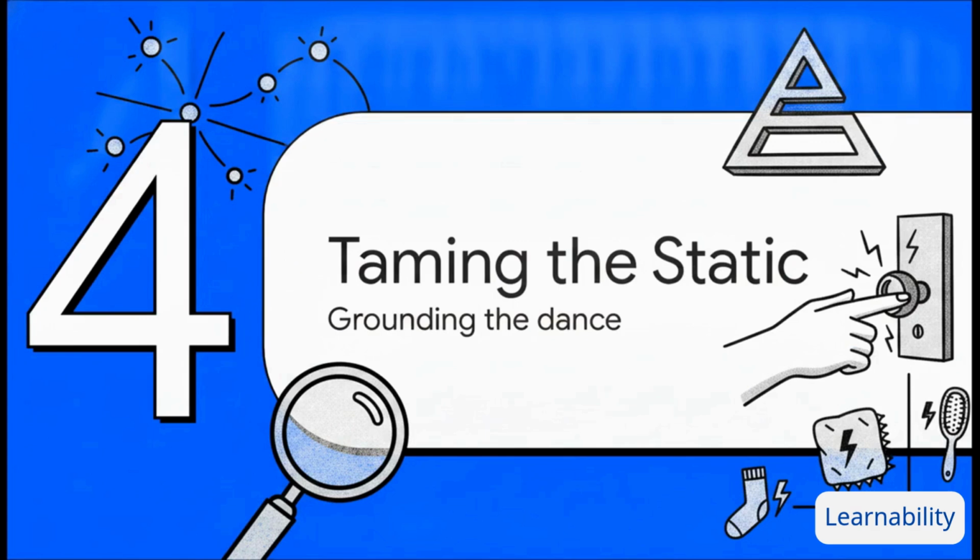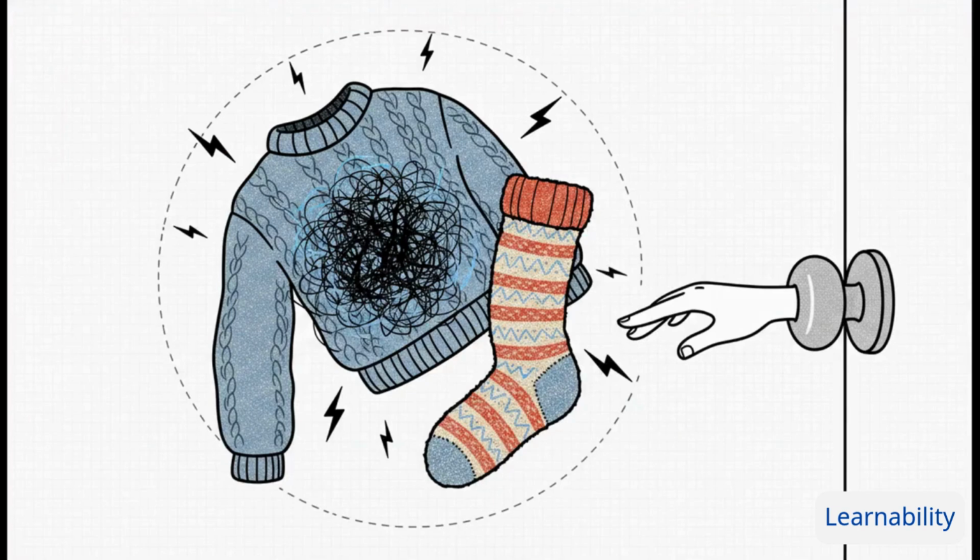Section 4. Taming the static, grounding the invisible dance. So remember this rule. Because electrons cannot freely move on insulating materials, those surfaces remain charged for a very long time. That trapped energy is the root of the classic static annoyance. Your socks sticking to your towels in the laundry, or your favorite sweater clinging to you. It's all just trapped energy, desperately waiting for a conductive escape route.